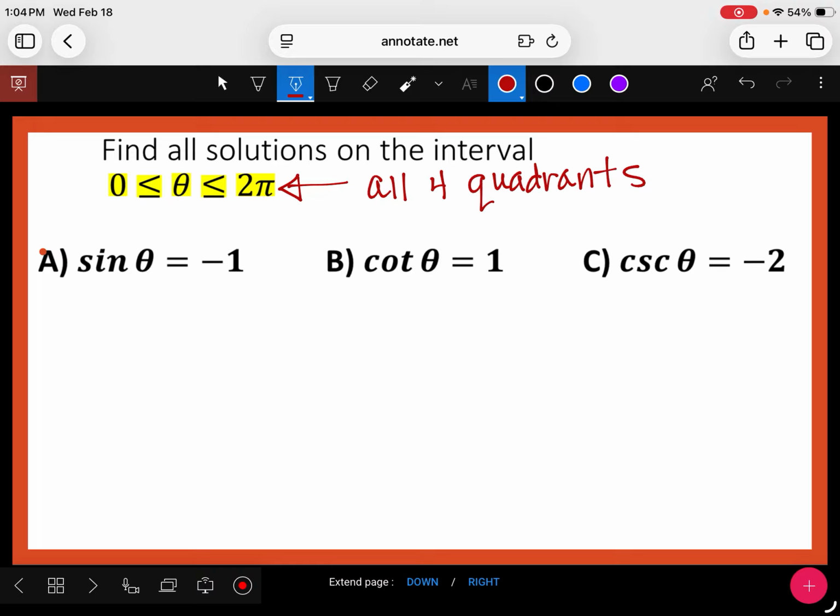So when you take your test next week, it is important that you are reading the directions. If it says from 0 to 2 pi, then you throw this out the window. This does not apply. You're looking at the whole unit circle.